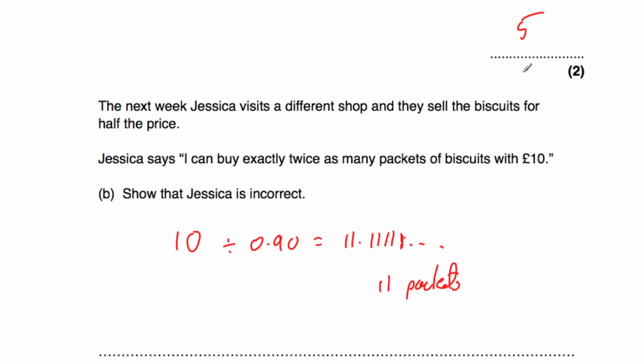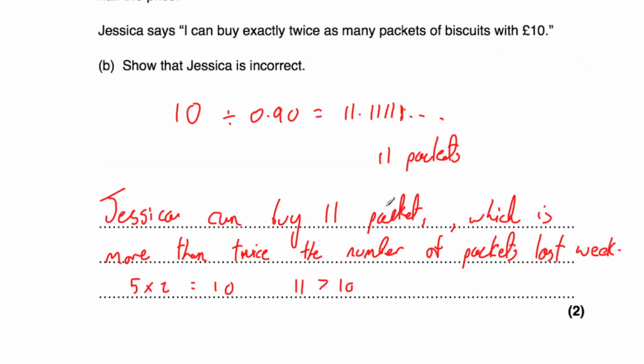Let's have a look. Last week Jessica could buy 5 packets of biscuits, but this week, when they're half the price, she can buy 11 packets. So it's not exactly twice the number of packets. Let's write that down. Jessica can buy 11 packets, which is more than twice the number of packets last week. 5 times 2 is equal to 10, which would be exactly twice the number, and 11 is greater than 10. And that's it. Okay, let's have a look at our next question.